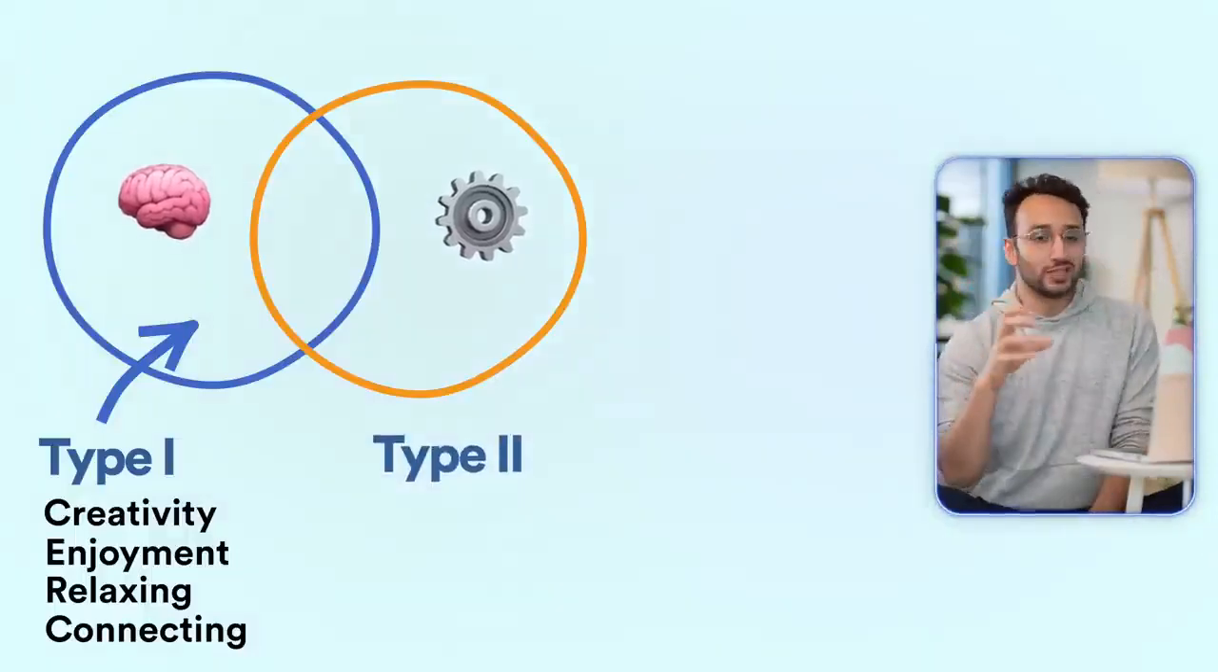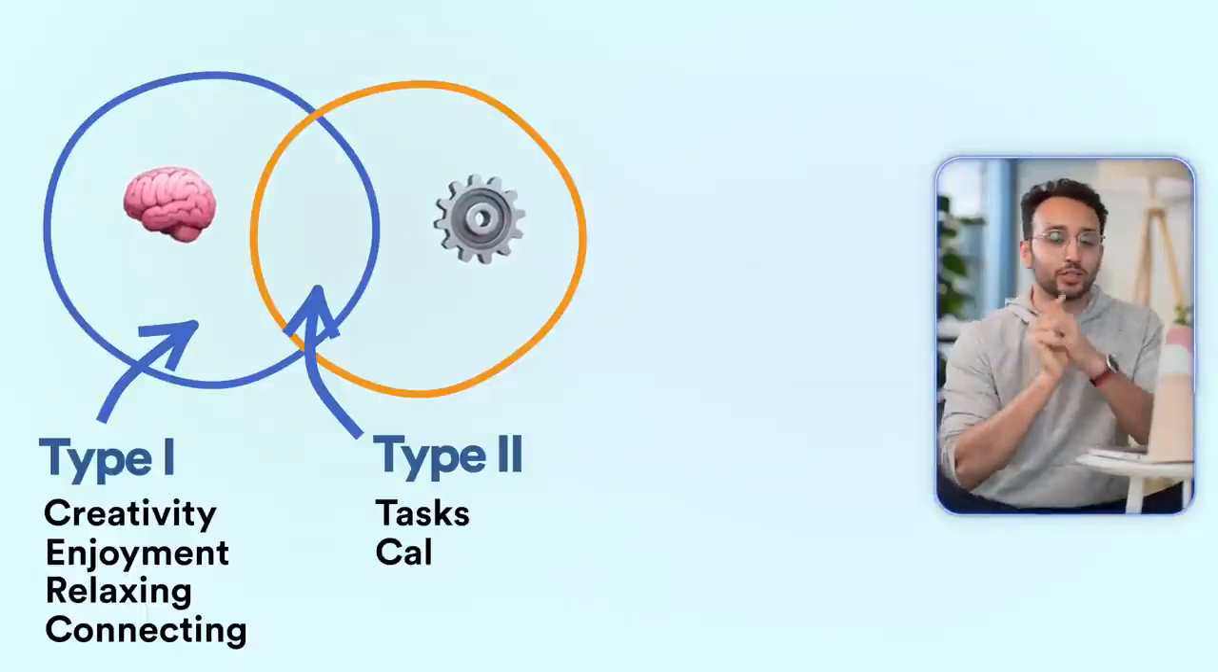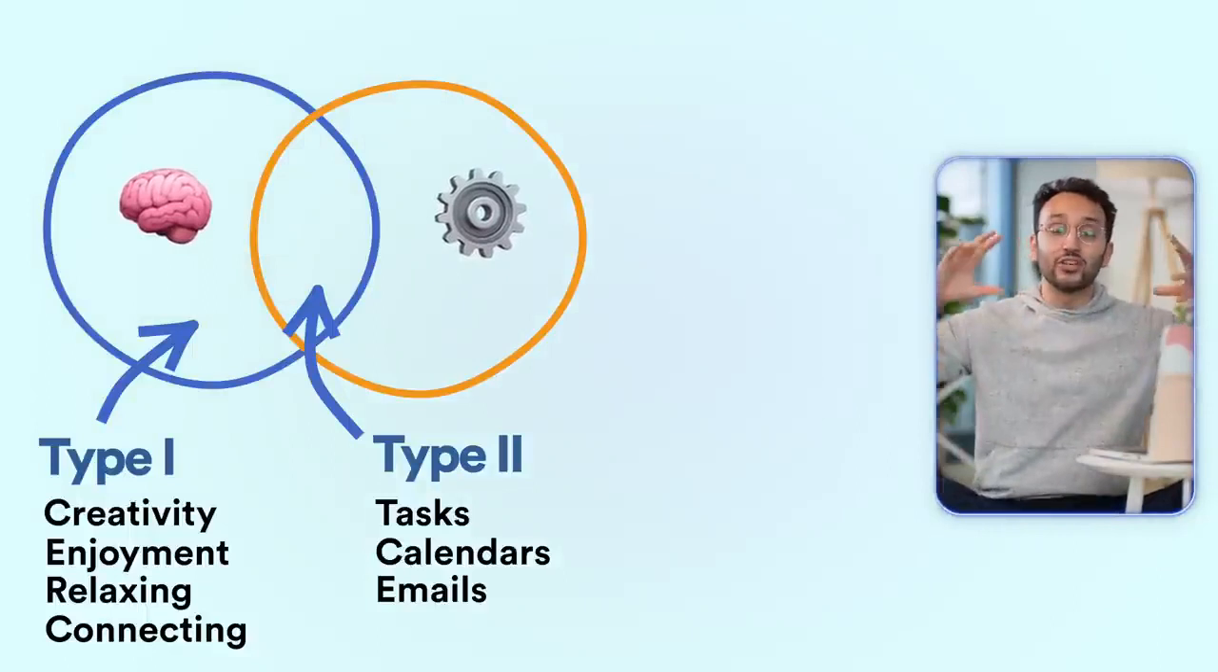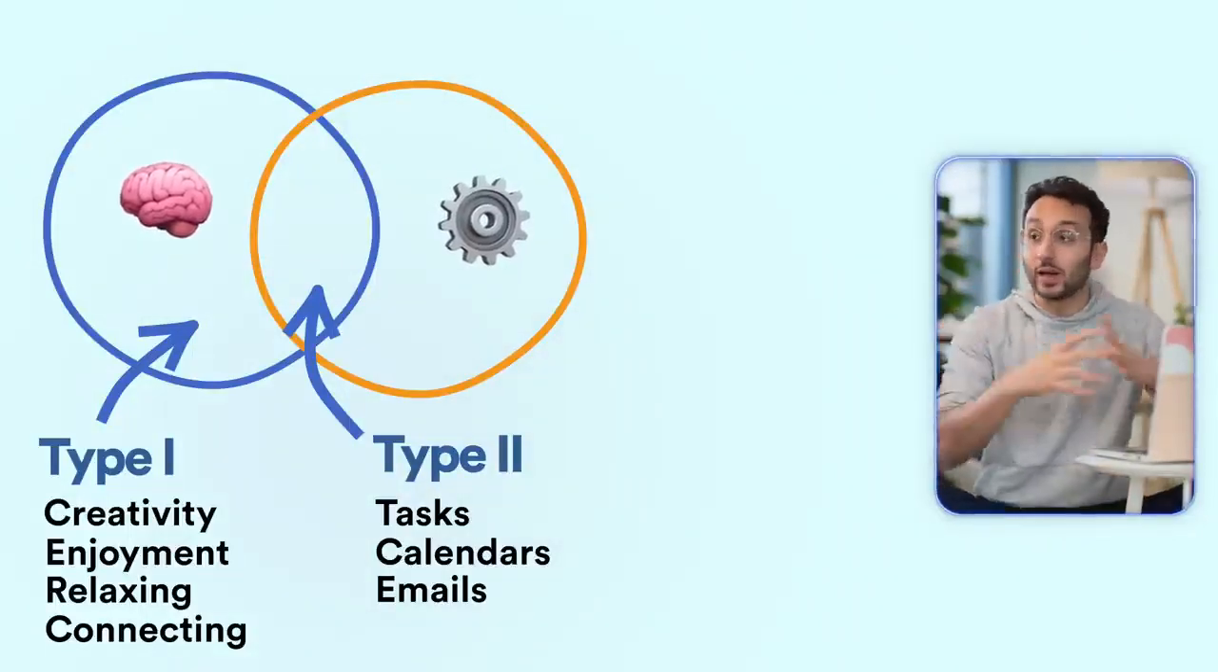Then we've got type 2 types of thing, which is stuff that we often use our brain for, but that our productivity system or some kind of system can probably do a little bit more efficiently. For example, things like keeping on top of tasks, keeping on top of calendars, keeping on top of emails. Having to use our brain to remember all of that stuff is really taxing and quite stressful, especially if you have a lot of stuff to be doing.